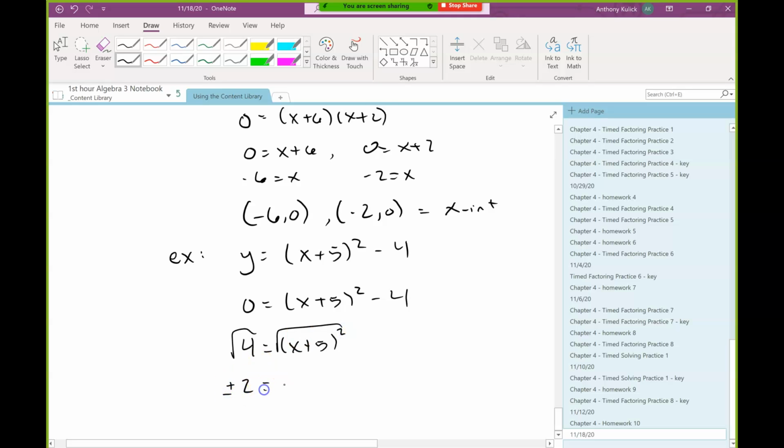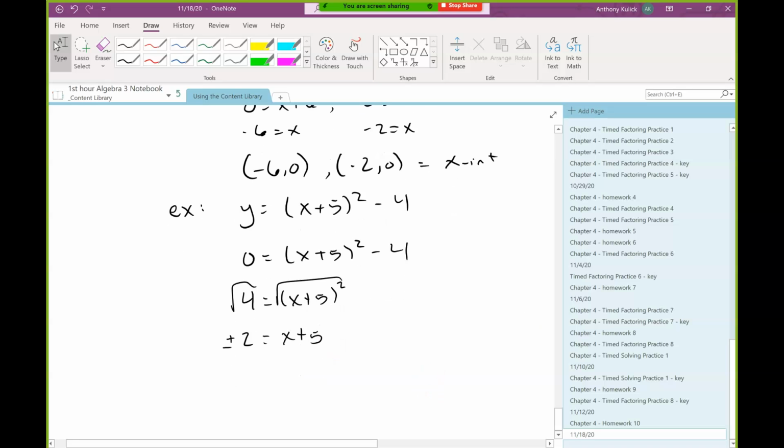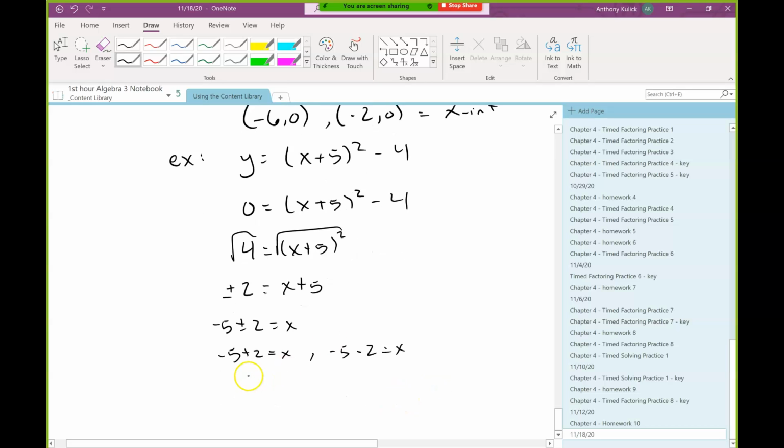So remember, when we square root both sides of an equation, it creates a plus or minus. And the square root cancels out the squared. And lastly, we can just subtract 5 from both sides. And we could split this into 2 problems, right? -5 plus 2, and then -5 minus 2. So we get -3 and -7 as our solutions. So (-3, 0) and (-7, 0) are the x-intercepts.